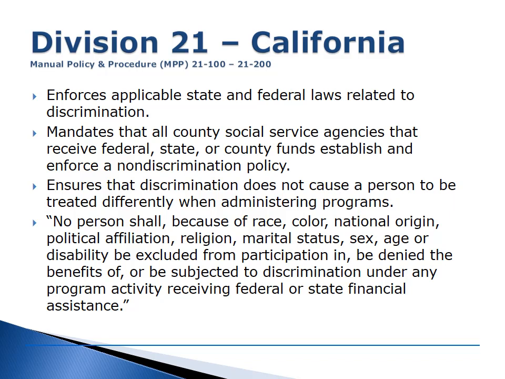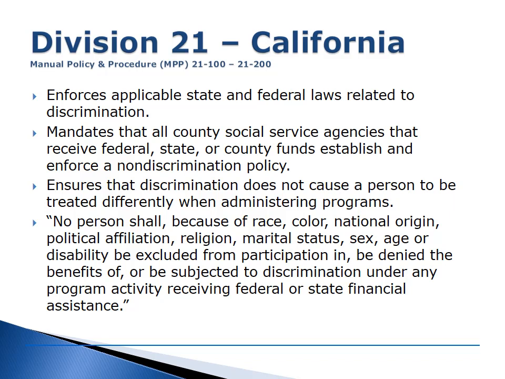Division 21 from the Manual Policy and Procedure applies to Child Protective Services and Senior and Adult Services as they are administered by the California Department of Social Services. Division 21 enforces applicable state and federal laws related to discrimination. It mandates that all county social service agencies that receive federal, state, or county funds establish and enforce a non-discrimination policy. It ensures that discrimination does not cause a person to be treated differently when administering programs.